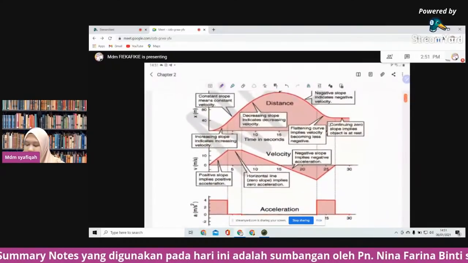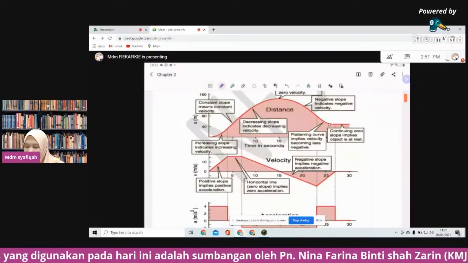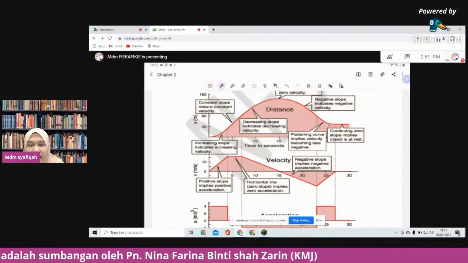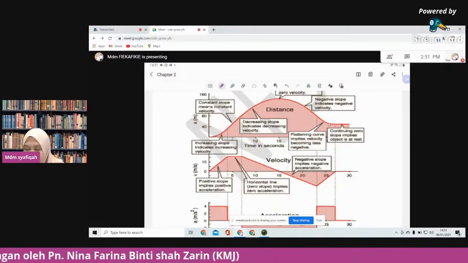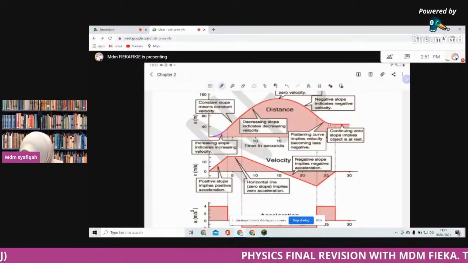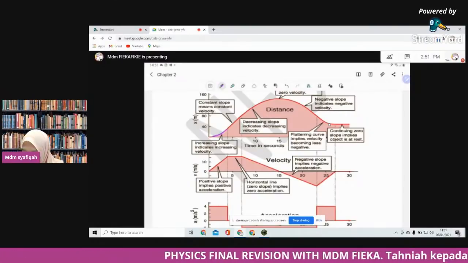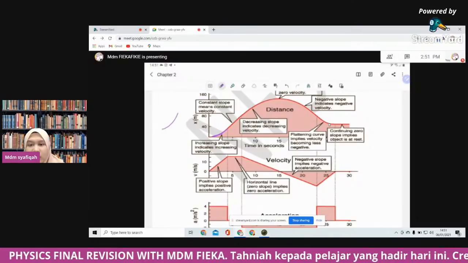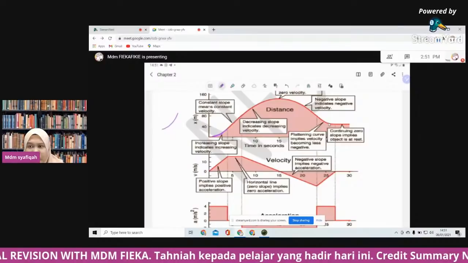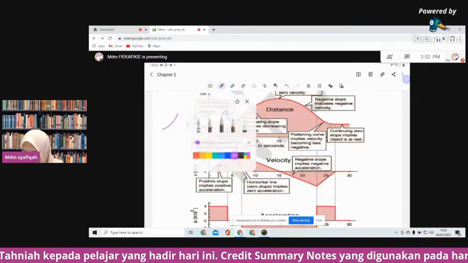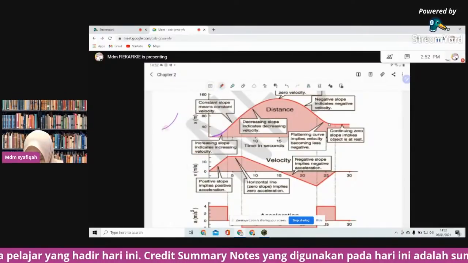Alright. So now we have x against t. Okay. So look at here. This is the curve graph. X against t. Okay. Distance against time. So ini curve graph. Okay, kalau you tengok dekat curve graph macam ini, you nak tahu slope dia ataupun gradient dia increasing or decreasing. Okay, apa you boleh buat? Okay, cuba you lukis triangle dia.